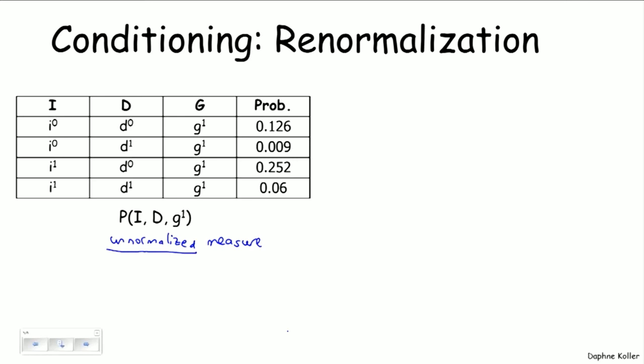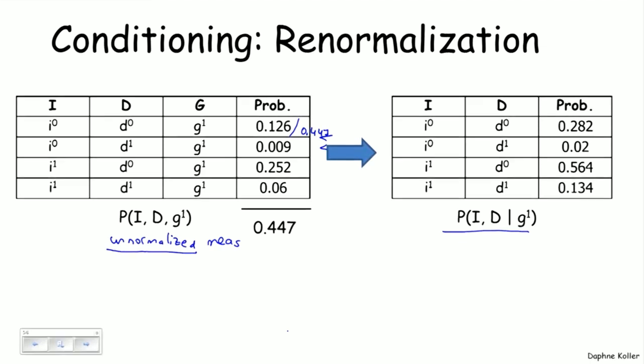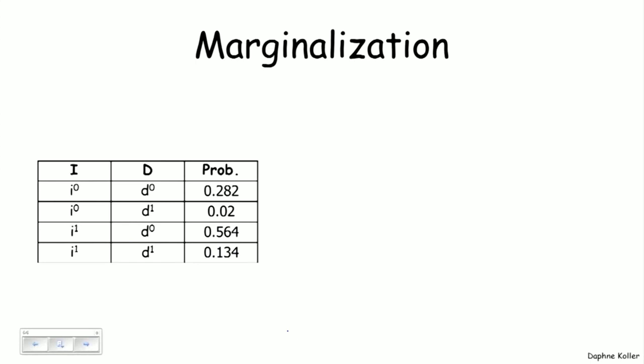What we're going to do is take all of these entries and sum them up, and that gives us a number, which in this case is 0.447. We can now divide each of these by 0.447, and that gives us a normalized distribution, which in this case corresponds to the probability of I, d given g1. So that's a way of taking an unnormalized measure and turning it into a normalized probability distribution. We'll see that this operation is one of the more important ones that we use throughout the course.